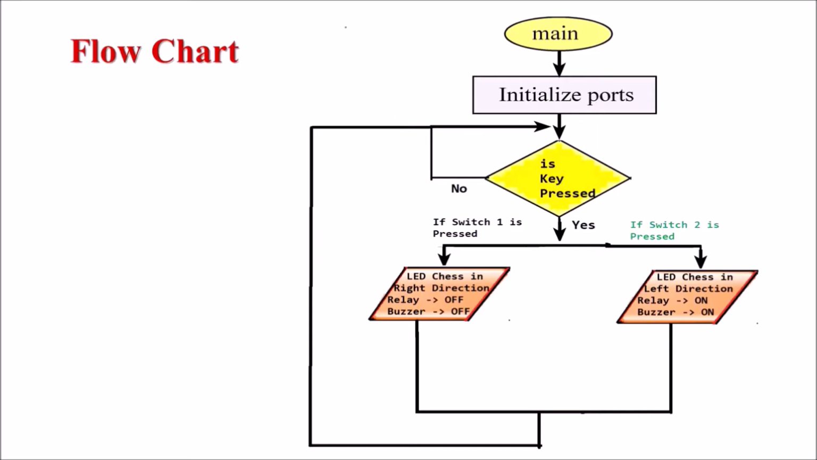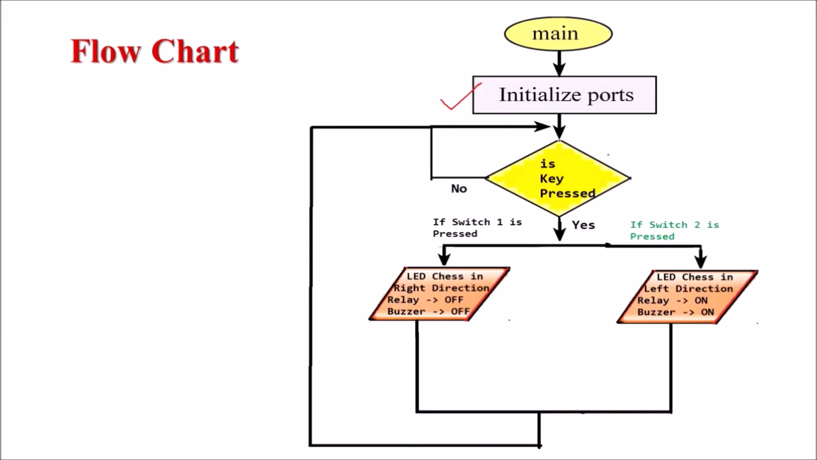We'll start off writing a main program. The first step always in writing an embedded C program is to initialize the port. That means decide the direction of port terminal, whether you want to use the port terminal as an input terminal or as an output terminal. So that is initialization of port.